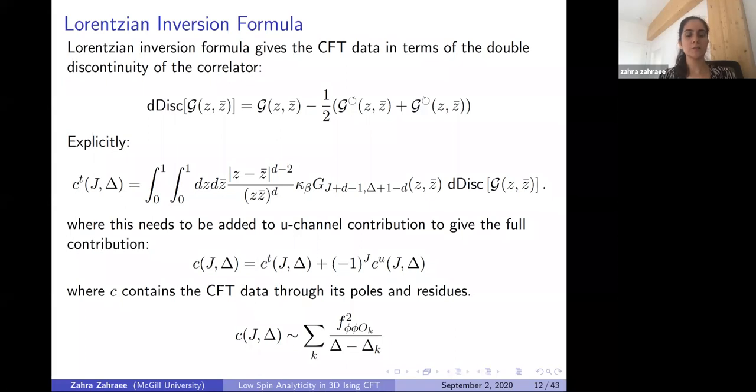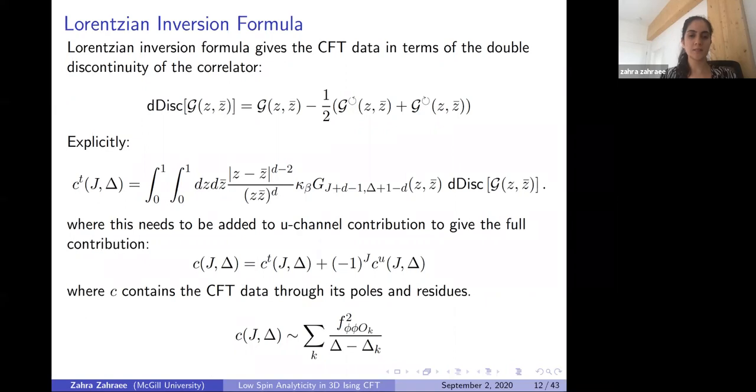as a tool. The Lorentzian inversion formula gives the CFT data in terms of the double discontinuity of the correlator. The double discontinuity of a correlator is a simple object built out of the Euclidean correlator minus its analytically continued version. Explicitly, the inversion integral is the integral of the double discontinuity against an S-channel block with funny dependence on J and delta, and a Z and Z bar dependent kernel. Here, this contribution needs to be added to the U-channel contribution to have the full contribution to the inversion formula.